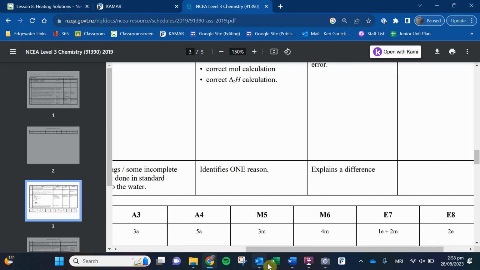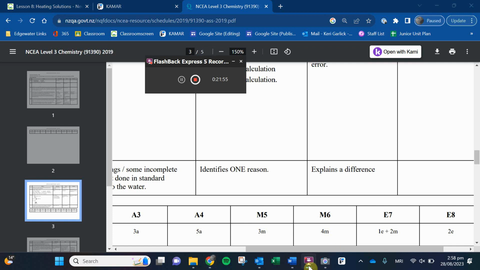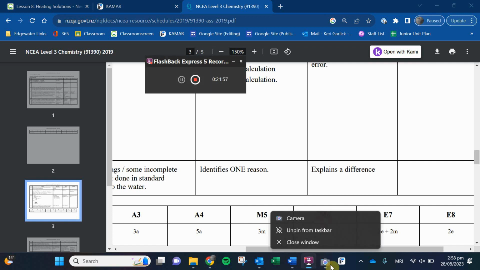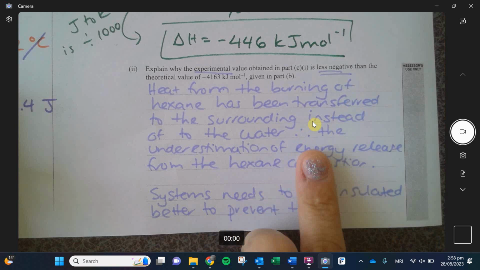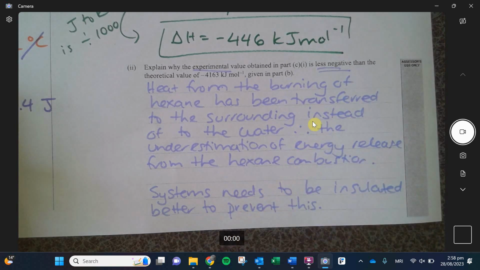So what I did with my answer, you'll see, is that I'm making sure I tie in, go back to my camera, open up camera. What you'll see with mine is that I did a therefore. So I'm explaining the reasoning behind it. So not only is it losing the heat to the surroundings, but because it's lost the heat to the surroundings, the heat is not getting transferred to the water. So making sure we have a reasoning for it, not just heat lost to surroundings.